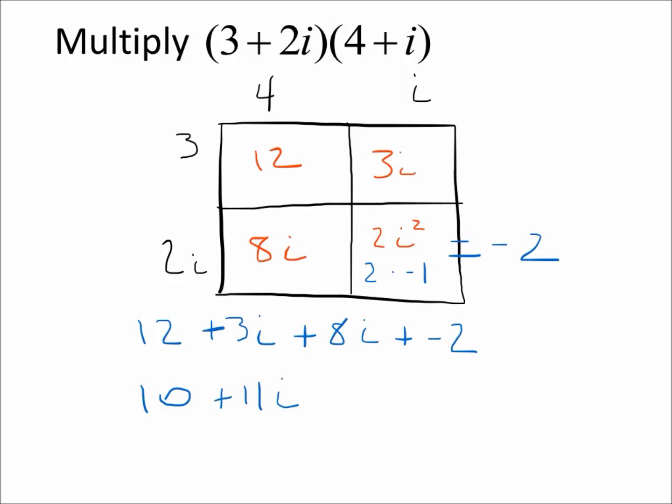That i acts just like a variable. It acts just like x. And this is going to be our final answer, 10 plus 11i. And notice with the i, we're going to put it at the end. When we write a complex number, remember it's a number that has a real part and an imaginary part. The real part will come first, the imaginary part will come second. Let's see one more multiplication problem today.